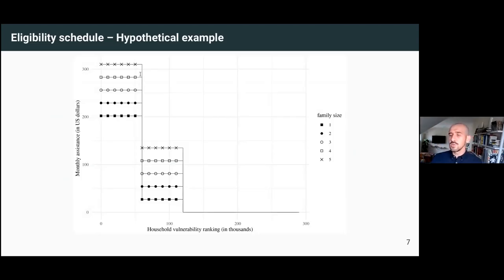So there are two discontinuities that we're going to take care of. The first one is the multi-purpose cash assistance. You can see this program will help the first 60,000 families, and then the next family wouldn't be able to receive it in this hypothetical example, because the budget is over and this program can only cover the bottom 60,000 or so families.